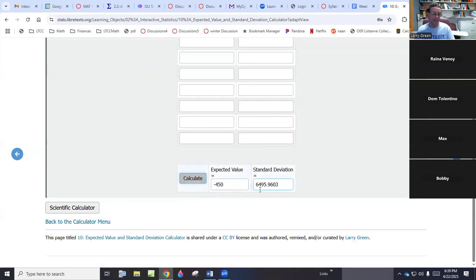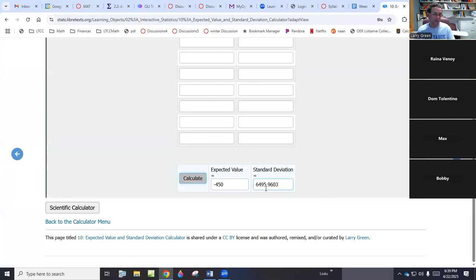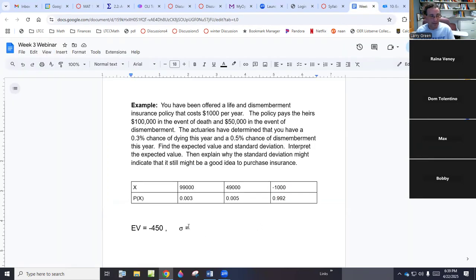The standard deviation is $6,495.96. Okay, and these are dollars. So that's what the units are here. So would you be surprised if the expected value is negative? What do you think? Or would you expect the expected value to be negative?